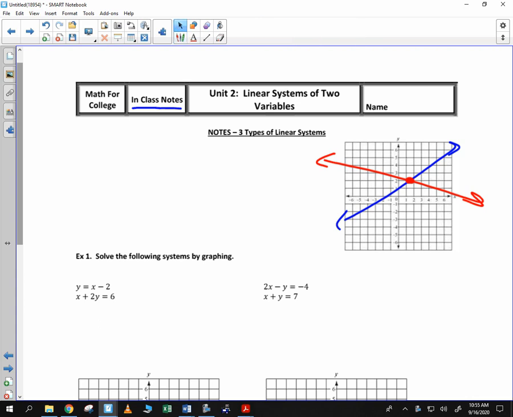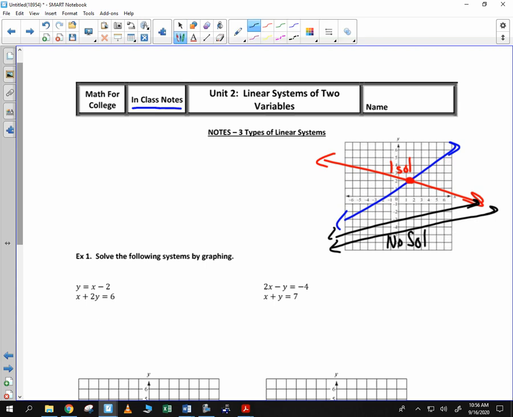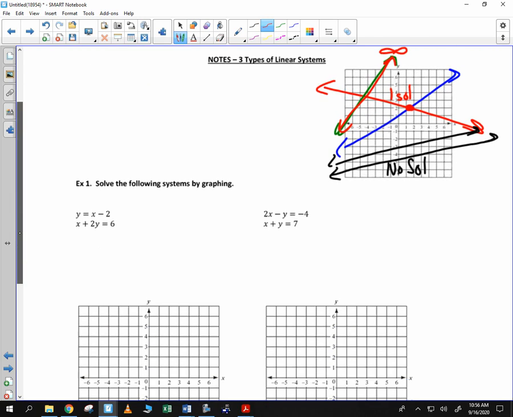Here's another one. You might have a system of equations that look like this. In that case, they are parallel, so they have no solution. So in the first situation, we have one solution. The second situation, we have no solution. And then the third type of situation is not often thought of, but you could have this green line and then another line that sits right on top of it. We would say that has an infinite number of solutions. So there are three types that we can get.